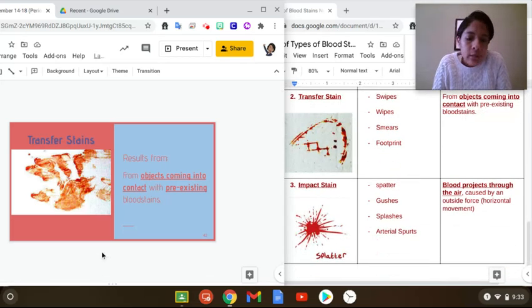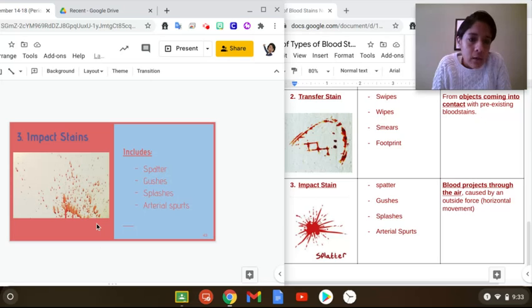Lastly, we are going to have the impact stain. These ones really result from violent crimes. So these include things like splatter, gushes, splashes, and arterial spurts.